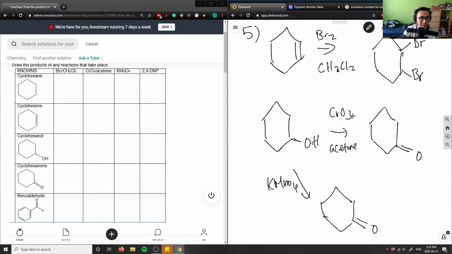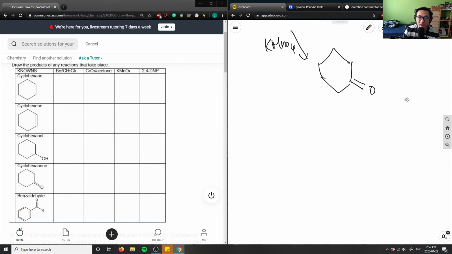In this case, I wouldn't get a carboxylic acid because, again, this alcohol here is a secondary alcohol. I cannot oxidize secondary alcohols to carboxylic acid. So in this case, these two reagents would give me that. Again, with 2,4-DNP, I don't have a carbonyl group, which means I won't get some sort of product here, which is fine.